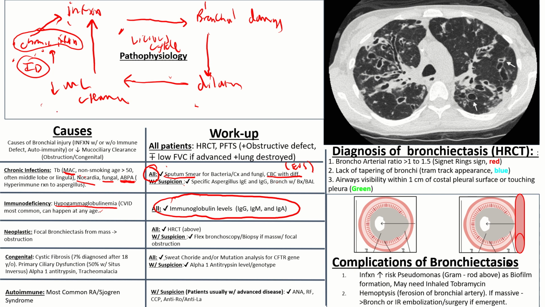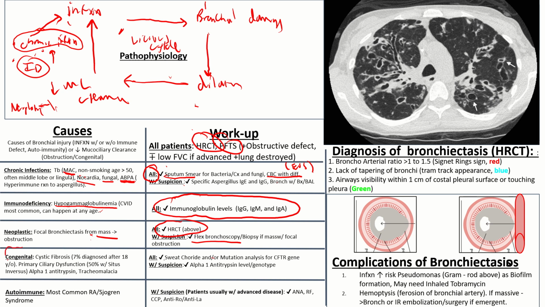Neoplastic is going to be more decreasing that mucociliary clearance, and the reason why is by obstruction. So you can have focal bronchiectasis from a mass, which basically causes obstruction of that area, decreased mucociliary clearance, infection behind it, damage, dilation, subsequent focal bronchiectasis. So all patients, when you're concerned about bronchiectasis, need an HRCT and PFTs. If you do see a mass there, maybe you do a flexible bronch and try to do a biopsy of it.